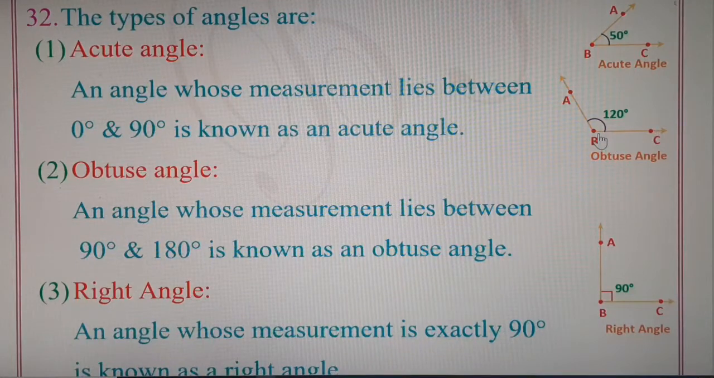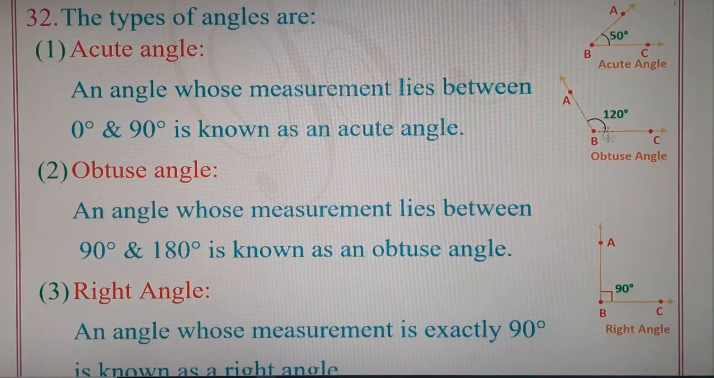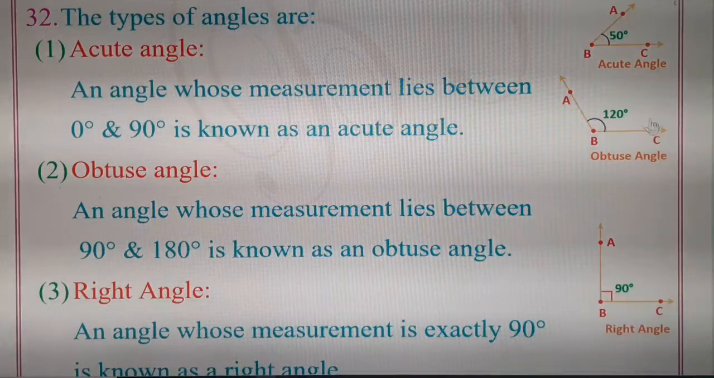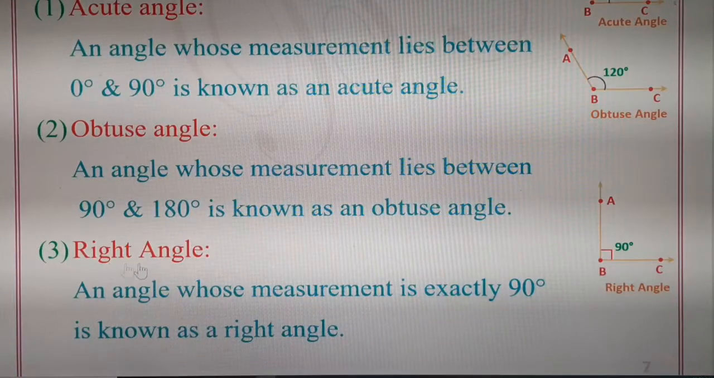An angle having degree measurement greater than 90 degrees and less than 180 degrees, such an angle will be called an obtuse angle. The third type of angle is the right angle.